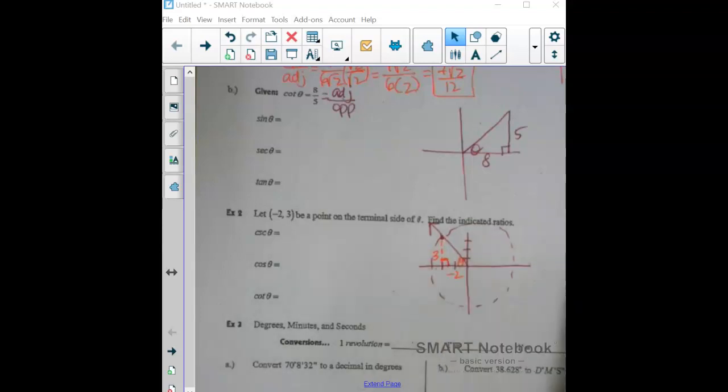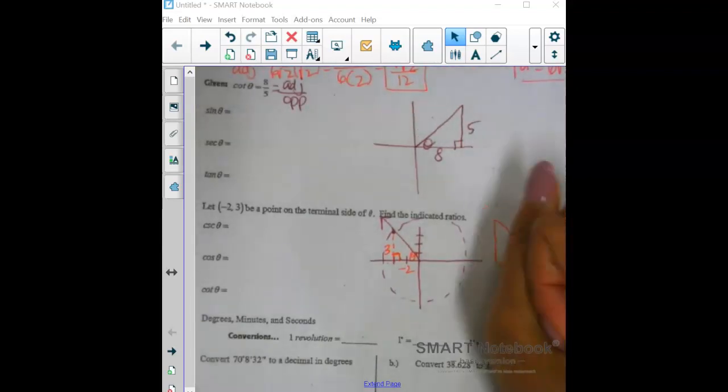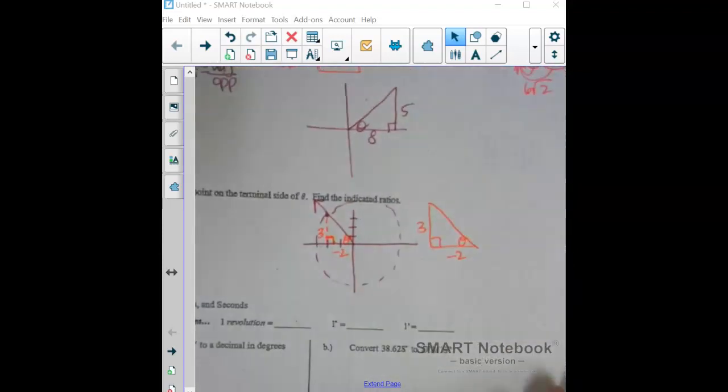I need to find the hypotenuse. So let me redraw this. This is negative 2, 3, and theta. And what I want you guys to do right now is solve for the hypotenuse. Solve for the hypotenuse and then answer cosecant, cosine, and cotangent on the far left. I'll give you guys about 2 minutes.